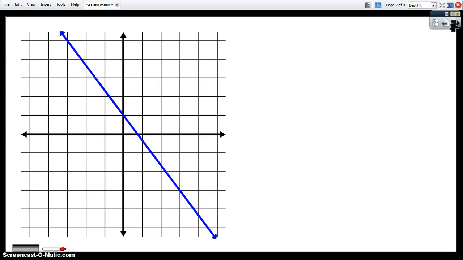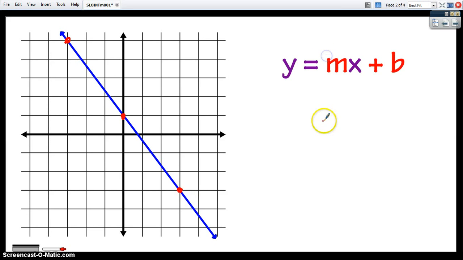Alright, for this next example, let's take a look at things in reverse. What if we have a graph and we want to figure out the equation that goes with it? Now once again, if we were to do this the long way, we'd have to find different points along the line. We would then make a table, and then we'd figure out from the table what our equation would be. But in this case, we have a shortcut.